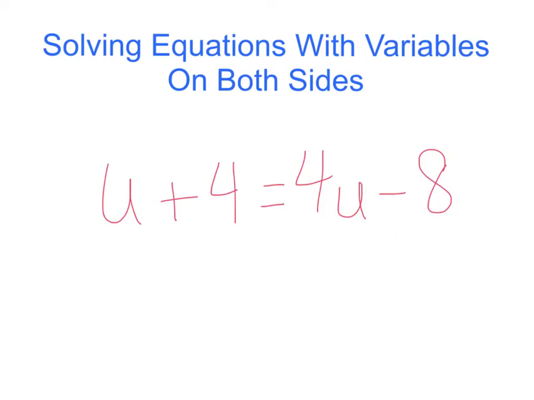So we're going to work on solving equations with variables on both sides. And what that means is both sides of the equation, of the equal sign. So we have a u over here and 4 u's over here. Now we know that we need to solve for whatever u is.